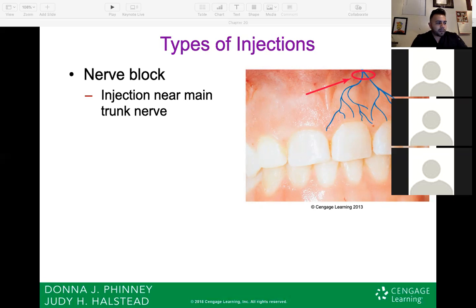Again, local infiltration was the first one that I went over. Field block is the second one. And of course, this one is a nerve block. Local infiltration covers 1 tooth. Field blocks cover up to 2 teeth, and nerve blocks can cover an entire quadrant.